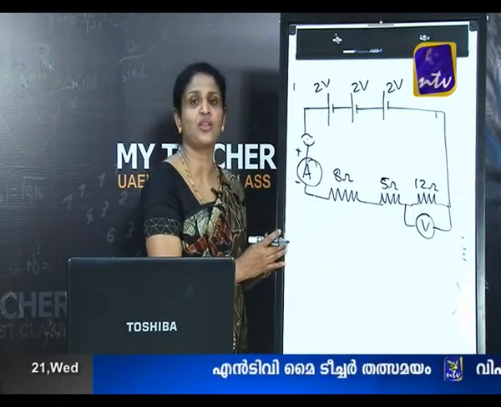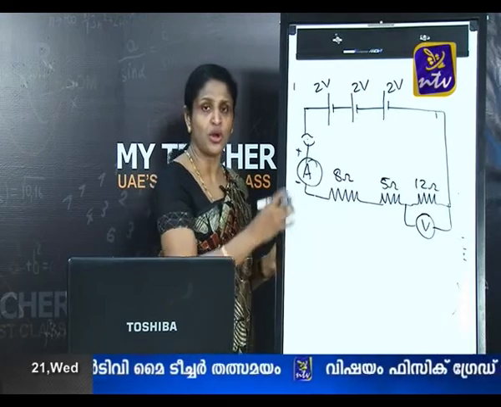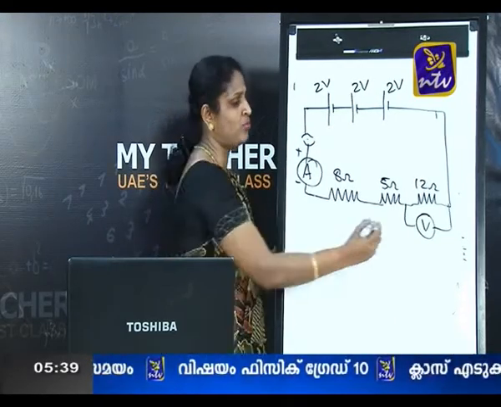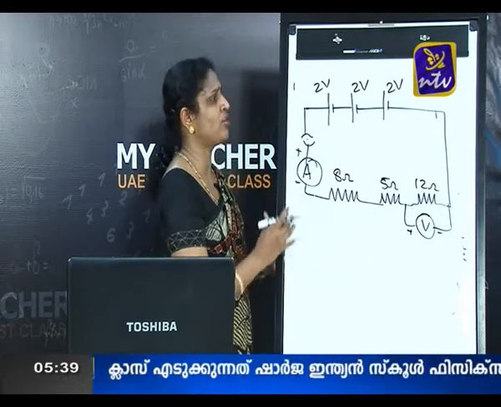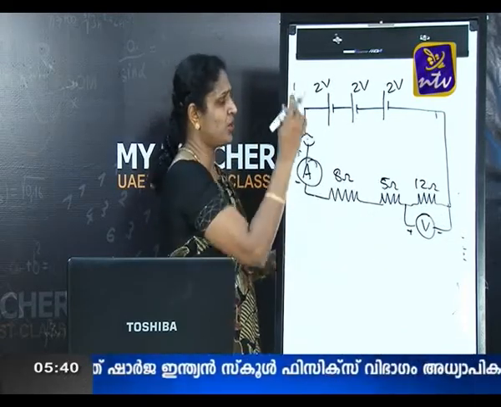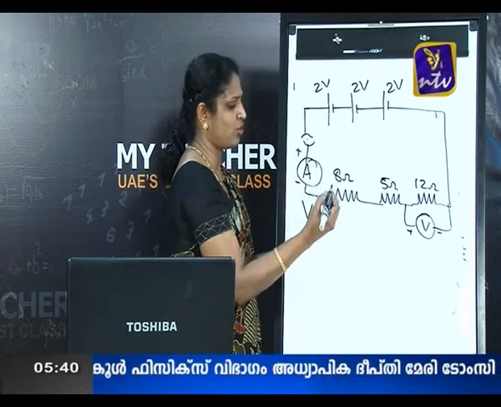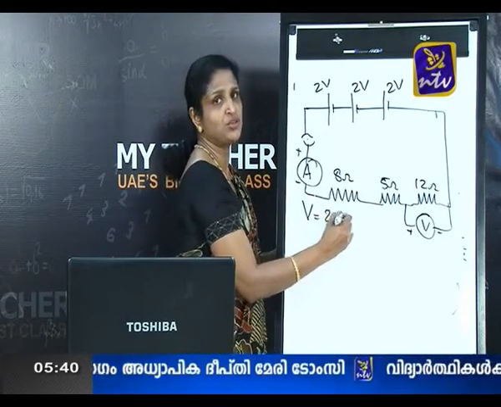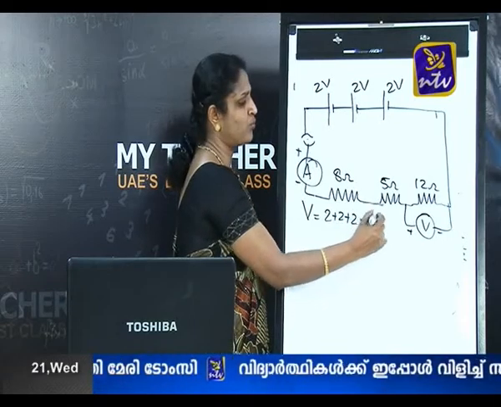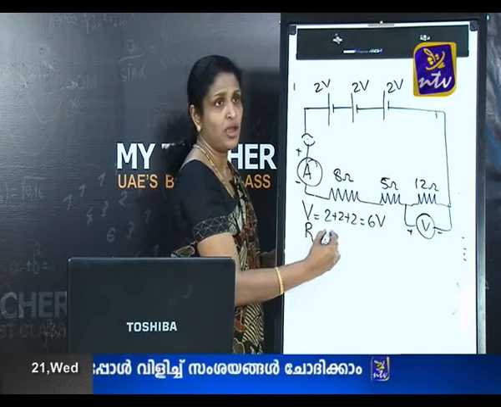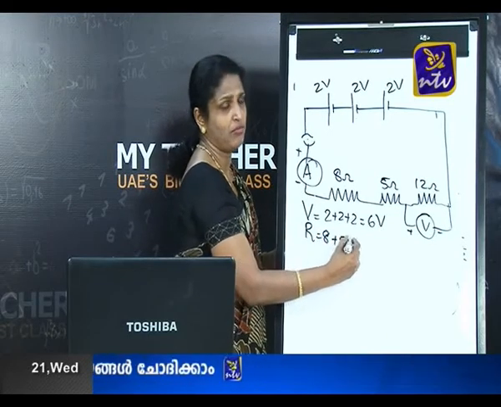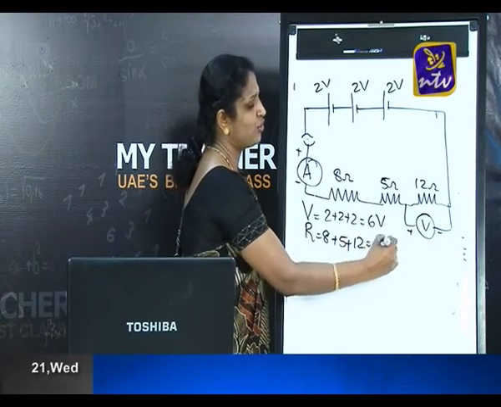They are asking us to connect the voltmeter across the 12 ohm only, to measure the potential difference across it. Now, according to this equation, the total voltage of this circuit will be equal to 2 plus 2 plus 2, that is equal to 6 volt. The total resistance in the circuit will be equal to 8 plus 5 plus 12, that is equal to 25 ohms.